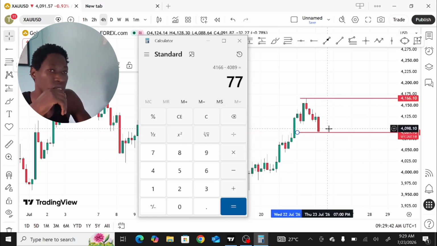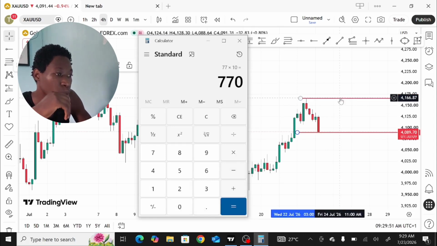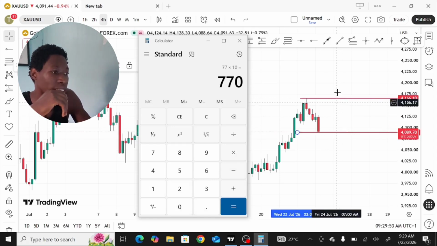This move to this move is not 77 pips. You will now have to times this by 10. If you times it by 10, you get how many pips, which is 770 pips. So just this move from here to here is 770 pips.